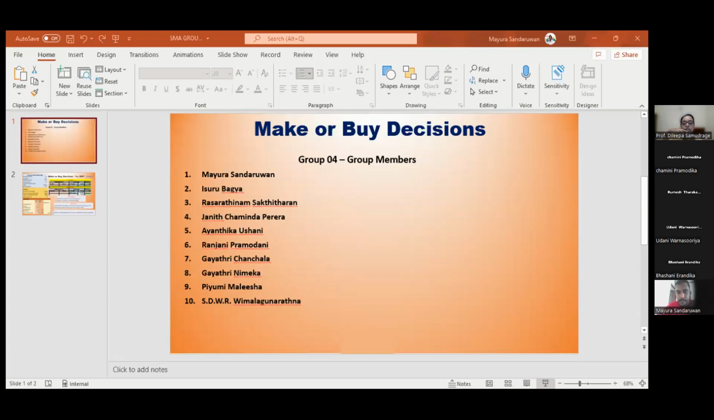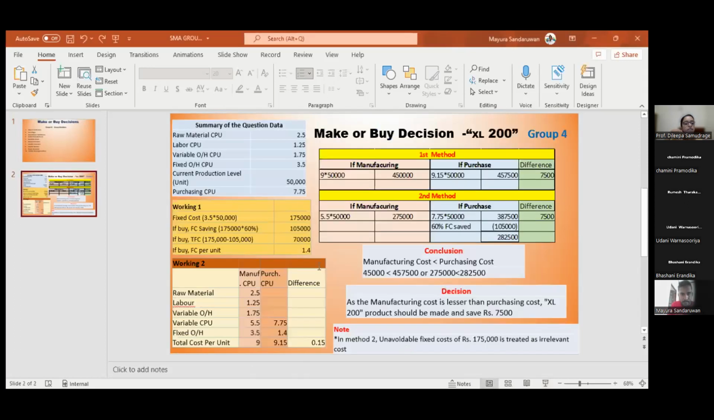Mayura, are you explaining the question or the answer? I'm explaining the answer, ma'am. Then go to the next slide. We can still see the first slide. Right, okay, now we can see. Apologies for the inconvenience.